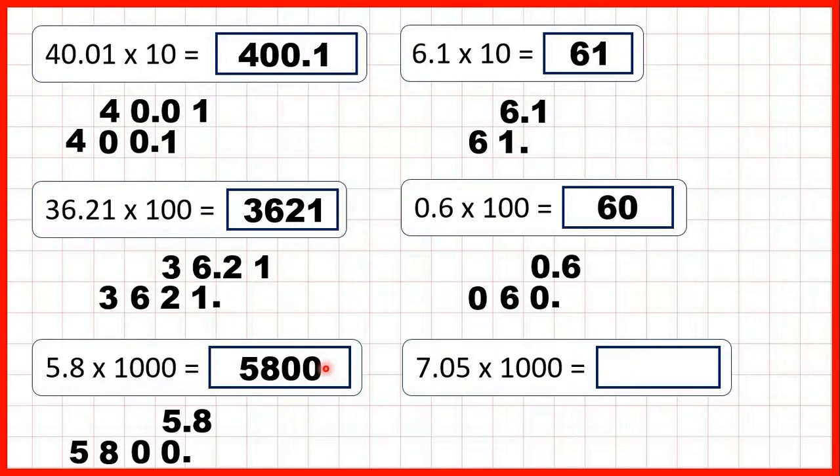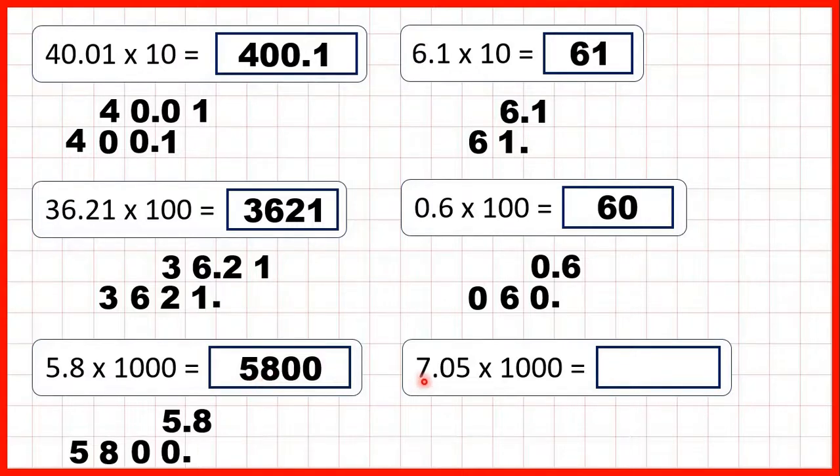And that answer makes sense, because we know that 5 times 1,000 is 5,000, and 6 times 1,000 is 6,000, so because 5.8 is between 5 and 6, our answer is between 5,000 and 6,000.